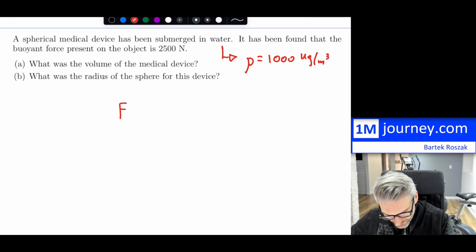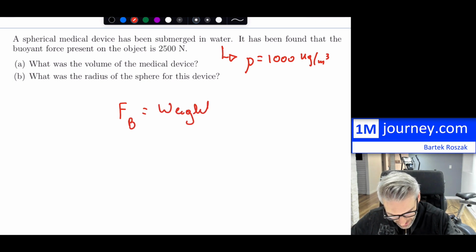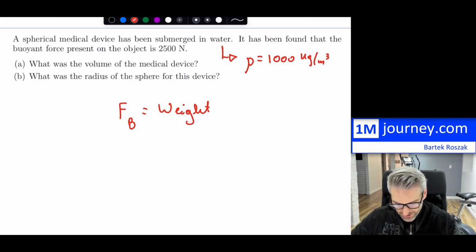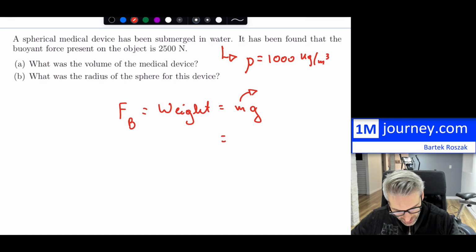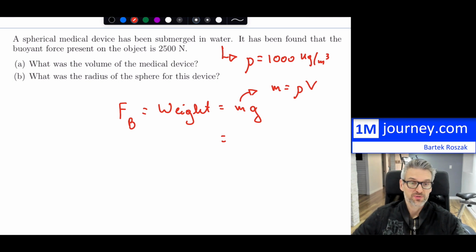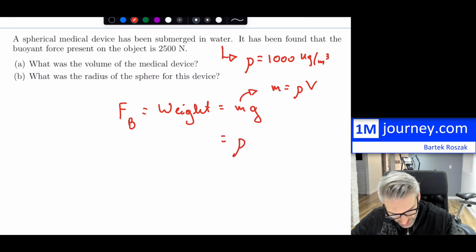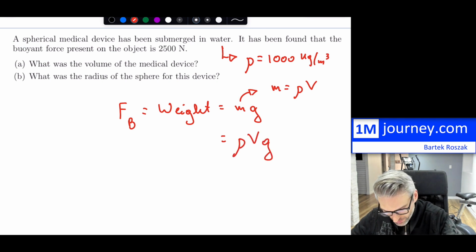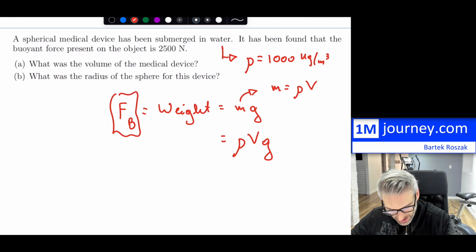Now, the buoyant force is always equivalent to the weight that would have been displaced by the object itself, right? So that's mass times gravity. For mass, this comes from density: mass is equal to density times the volume that it occupies. That just comes from density equals mass over volume. So really, this is just this equation right here. That's the buoyant force for any object that we have.